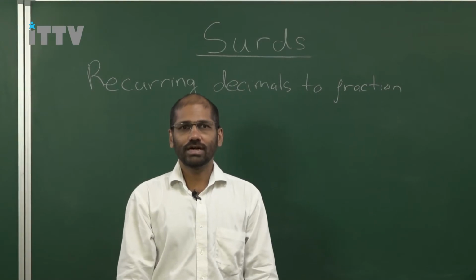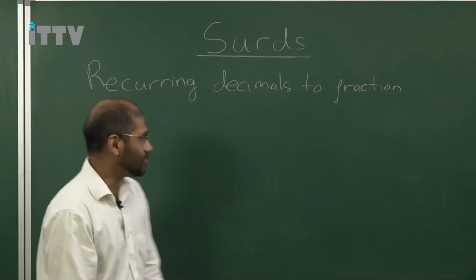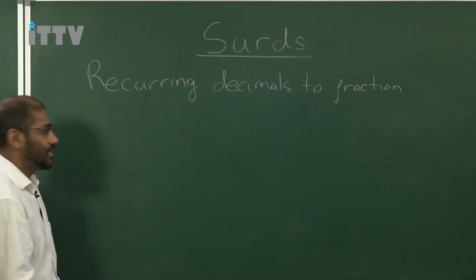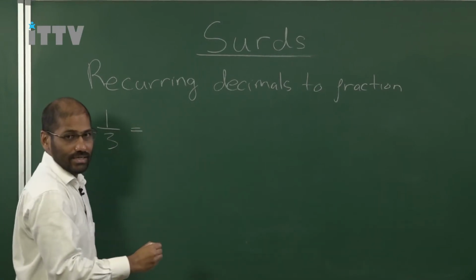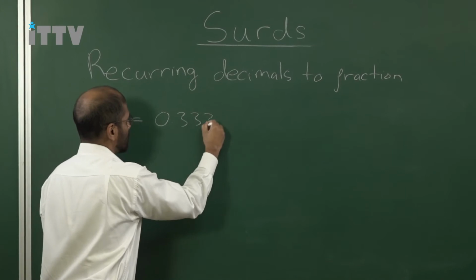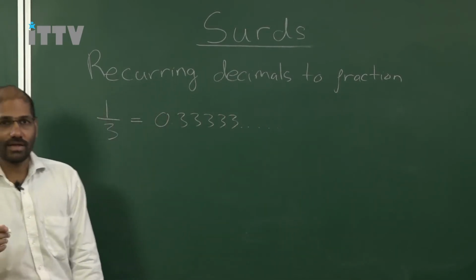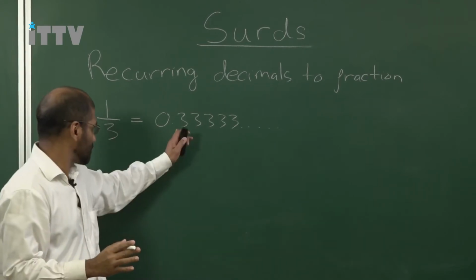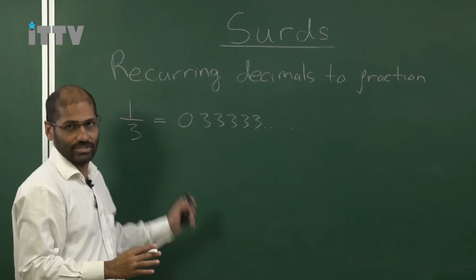Next, you're going to learn how to change recurring decimals to fractions. For example, 1 over 3 can be expressed as a recurring decimal as 0.3333 and so on. What are the steps required to change from this recurring decimal to the fraction?